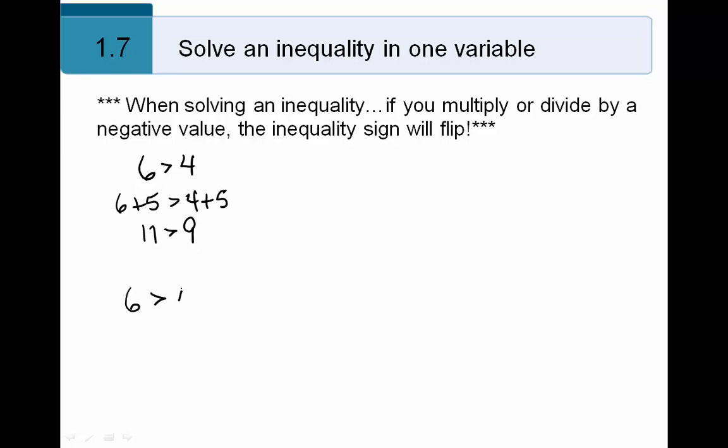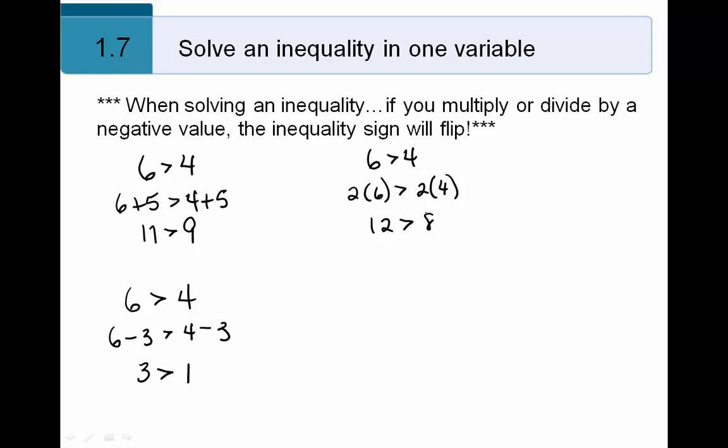Now, if I was once again to start with 6 is greater than 4 and subtract some number from both sides, and we'll use 3, if I were to subtract 3 from both sides, my new inequality is 3 is greater than 1, which is also still a true statement. Using the same inequality 6 is greater than 4, let's multiply both sides by some positive number. I'll use positive 2. Multiplying both sides by positive 2 yields 12 is greater than 8, which is still a true statement.